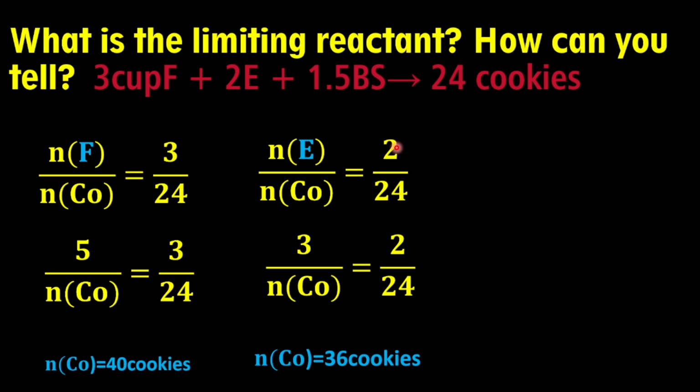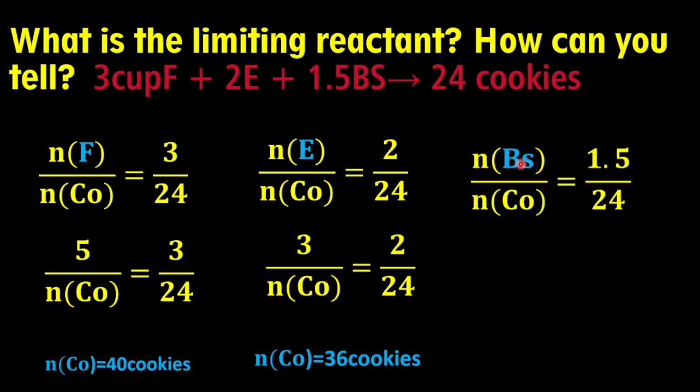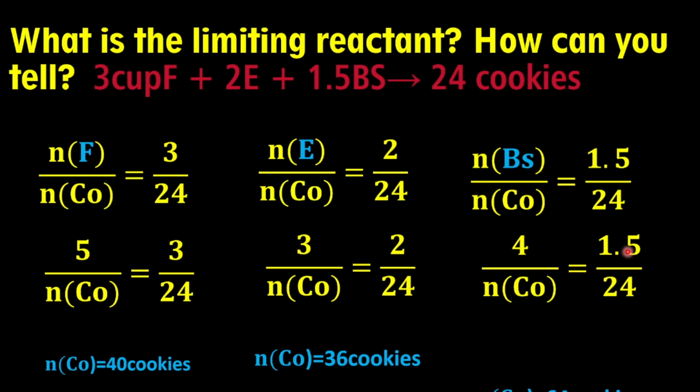Now looking at the last one, we have 1.5 BS, that is baking soda, with 24 cookies. So that will give us the mole of the baking soda over the mole of CO, which is equal to 1.5 over 24. That is what we have over here. Now what do we do? From the question, we're given the amount of baking soda, which is 4. So that becomes 4 times 24 divided by 1.5, and that gave us 64 cookies.